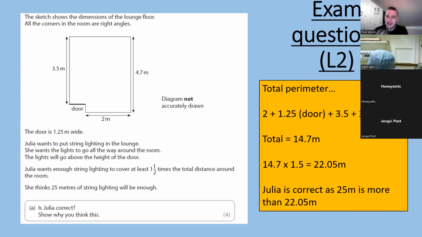But it's a perfect example of how you're never going to get every single question right, and there will be little mistakes made here and there. It's just, don't beat yourself up too much about them.